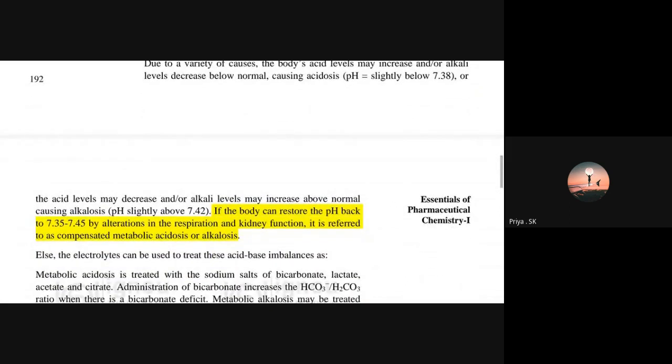Now, if the body can restore the pH back to 7.35 to 7.45 by alteration in respiration and kidney function, it is referred to as compensated metabolic acidosis or alkalosis, depending upon which type of compound has been increased or decreased in the buffer system.